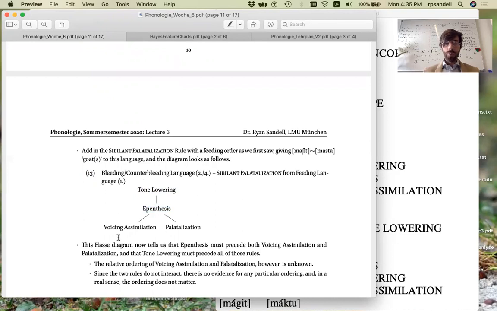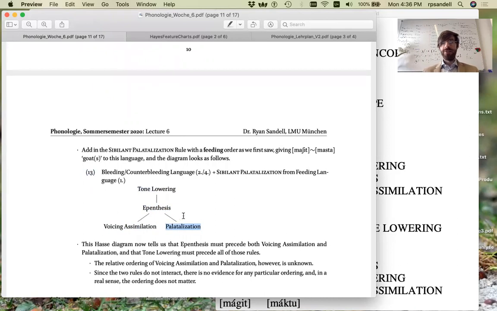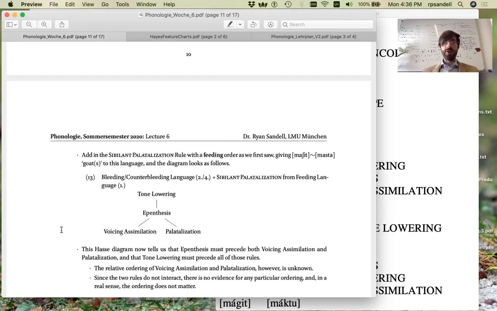What we don't know, however, is the relative ordering of voicing assimilation and palatalization. Those two rules don't interact with one another, and so palatalization could occur before voicing assimilation, or voicing assimilation could occur before palatalization. It simply doesn't matter in what order those two rules occur.